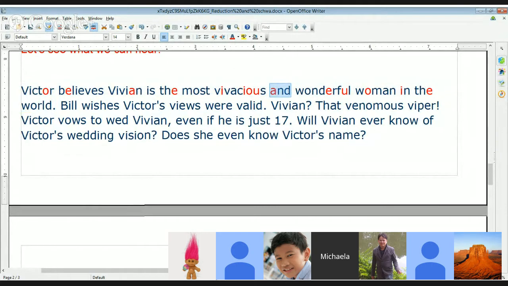Jabo, will you try that first sentence for us? Okay. Victor believes Vivian is the most vivacious and wonderful woman in the world. Awesome. Great job. I think maybe for you as well it could get a little more schwa-y, but excellent job. And Arena, try the same sentence.